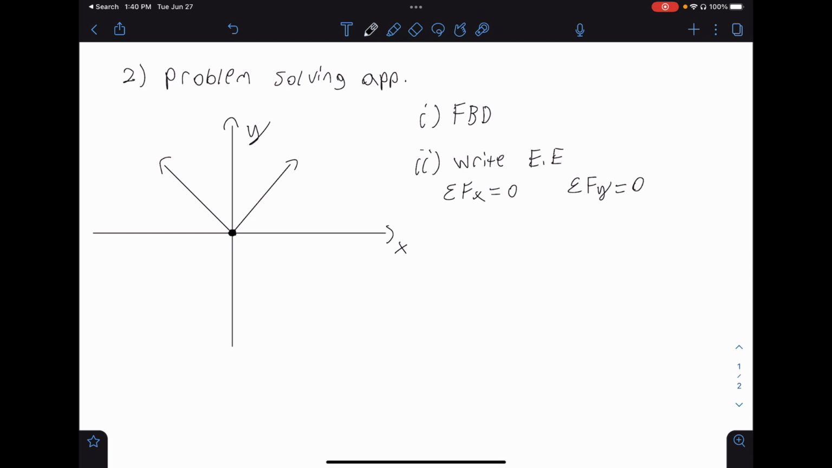You're going to draw your free body diagram. You're going to do the sum of x forces equals 0. You're going to say 0 is equal to, we have force 1 in the x, force 2 in the x, etc. And then same thing for y.